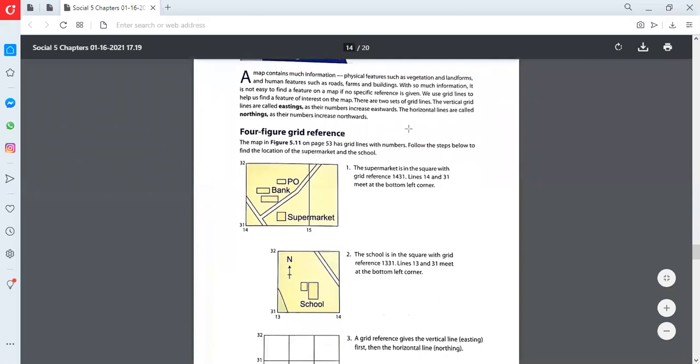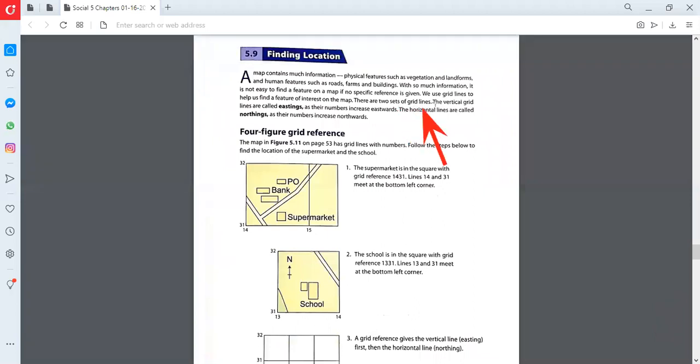So I zoomed out the page. There are two sets of grid lines. The vertical grid lines are called eastings. If you see this picture, there is a picture given at the end of the page. These boxes are made just with the help of lines.